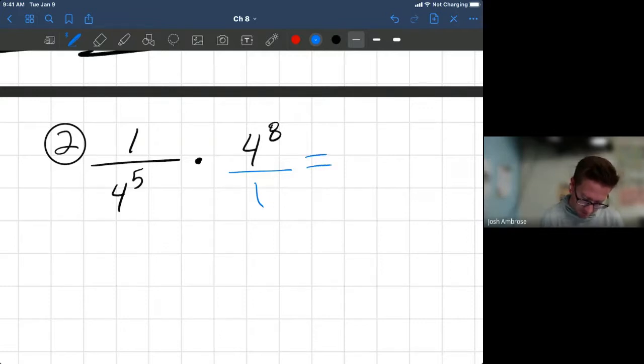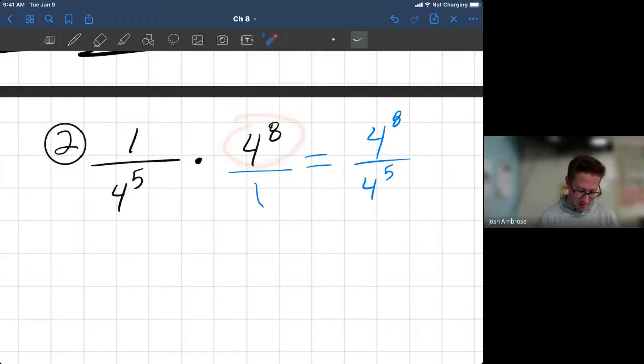So let's rewrite this as 4 to the 8th over 4 to the 5th. This is what this would work out to be. This whole fraction multiplied by 1, it's the same thing. So let's just move it over. That way, what we're now looking at is the same base, division, and then we got these different exponents, so we're going to subtract them.